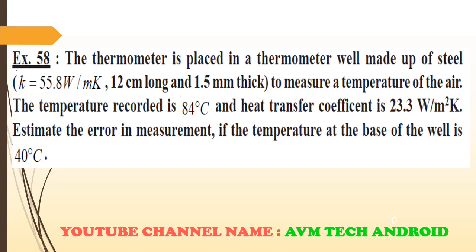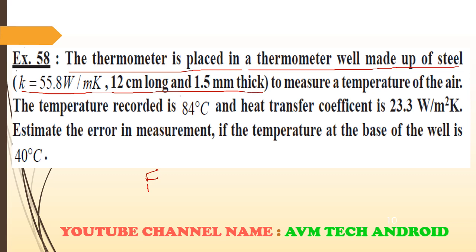So friends, now quickly go through the numerical part, we'll try to solve this numerical. We'll consider this as a case of fin, and how the temperature is affected, that we have to see. So we will consider the first case. The thermometer is placed in the thermometer well that is made up of steel with thermal conductivity 55.8 watt per meter Kelvin, 12 centimeter long and 1.5 millimeter thick, to measure the temperature of air.